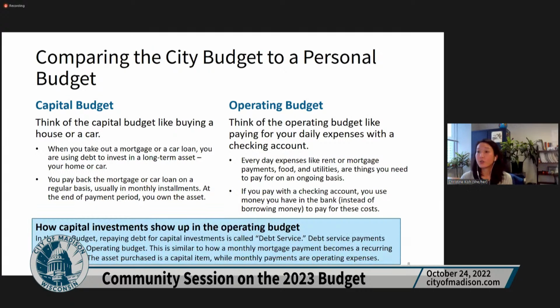And these two budgets do interact with each other. In the city budget, repaying debt for capital investments is a section in the budget called debt service. And this is included in the operating budget, similar to how your monthly mortgage payment shows up in your checkbook.